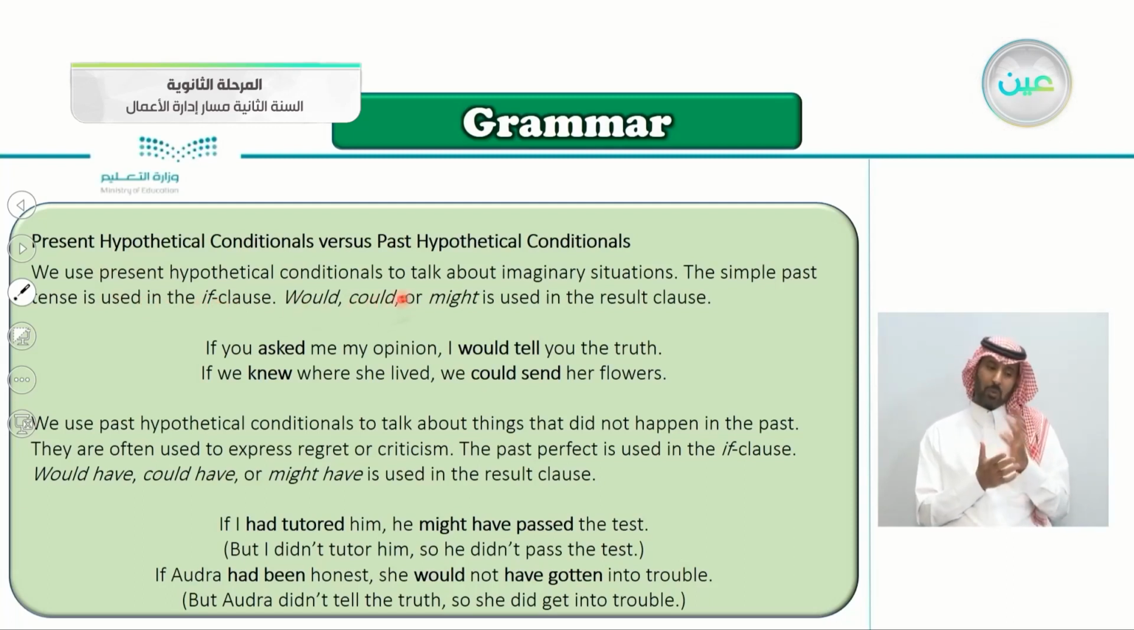Would, could, or might is used in the result clause, or we call it the main clause. So again, this is the present hypothetical conditional to talk about imaginary situations. The simple past tense is used in the if clause. Even though it's the present conditional, in the if clause we use the past tense, and in the result clause, the other one, we use would, could, or might.